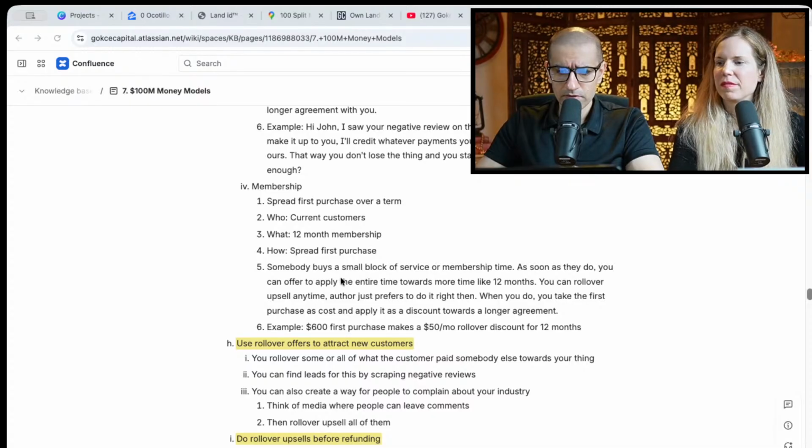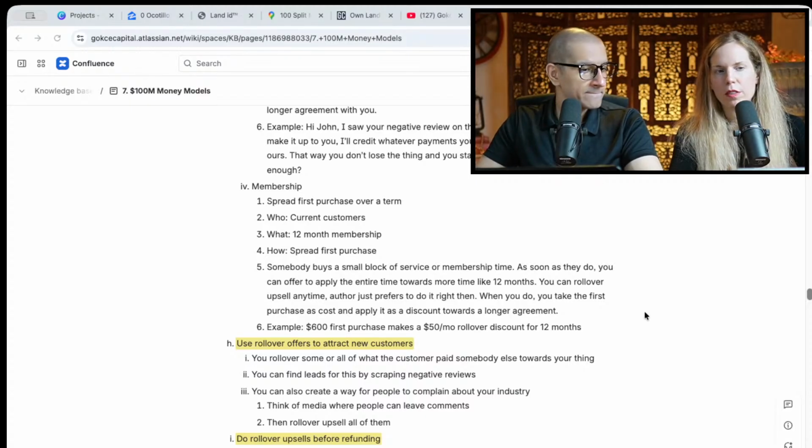Membership. Spread the first purchase over a term for current customers, like a 12-month membership. Somebody buys a small block of service or membership time. As soon as they do, you can offer to apply the entire amount toward more time, like 12 months. You can roll over and upsell anytime, but the author prefers to do it right then. You take the first purchase as credit and apply it as a discount toward a longer agreement. For example, a $600 first purchase makes a $50 per month rollover discount for 12 months.